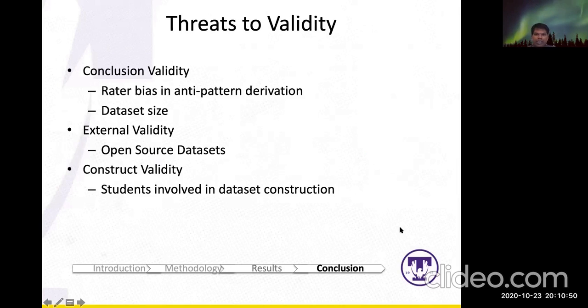A few limitations of our study: conclusion validity. We have rater bias in anti-pattern derivation because the scoping review was done by the first author, so there's some bias involved. The data set and data set size is limiting. External validity, we use open source data sets, so our results might not hold for proprietary data sets. And construct validity, the data set was constructed using graduate students, so there's some inherent bias related to that as well.